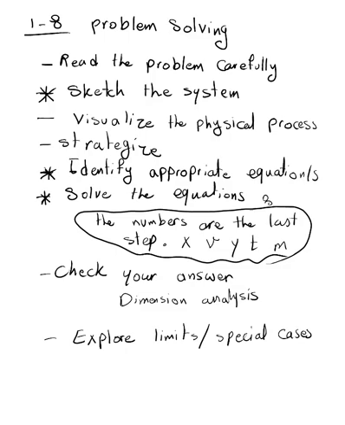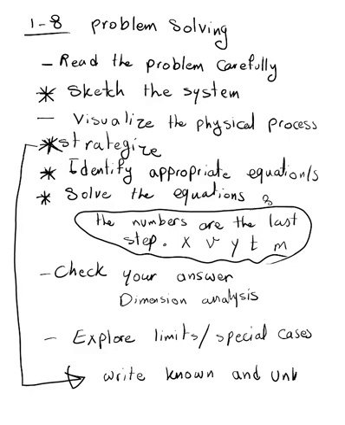Now, under strategize, and I'm going to put a star here, so this is something that will earn score for you, is to write known and unknown of the problem. Okay, for example, you can use this notation. Known is x equals 3 meters, t equals 2 seconds, unknown is what is velocity. Now, as easy as this, so this will earn you score.